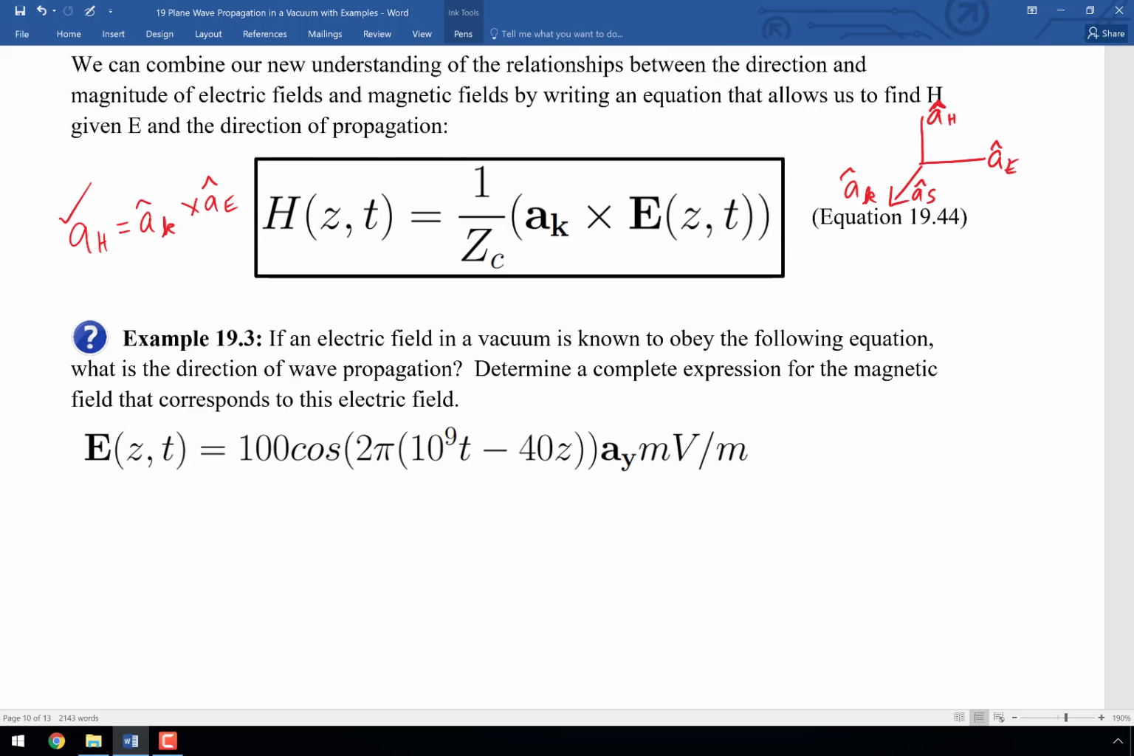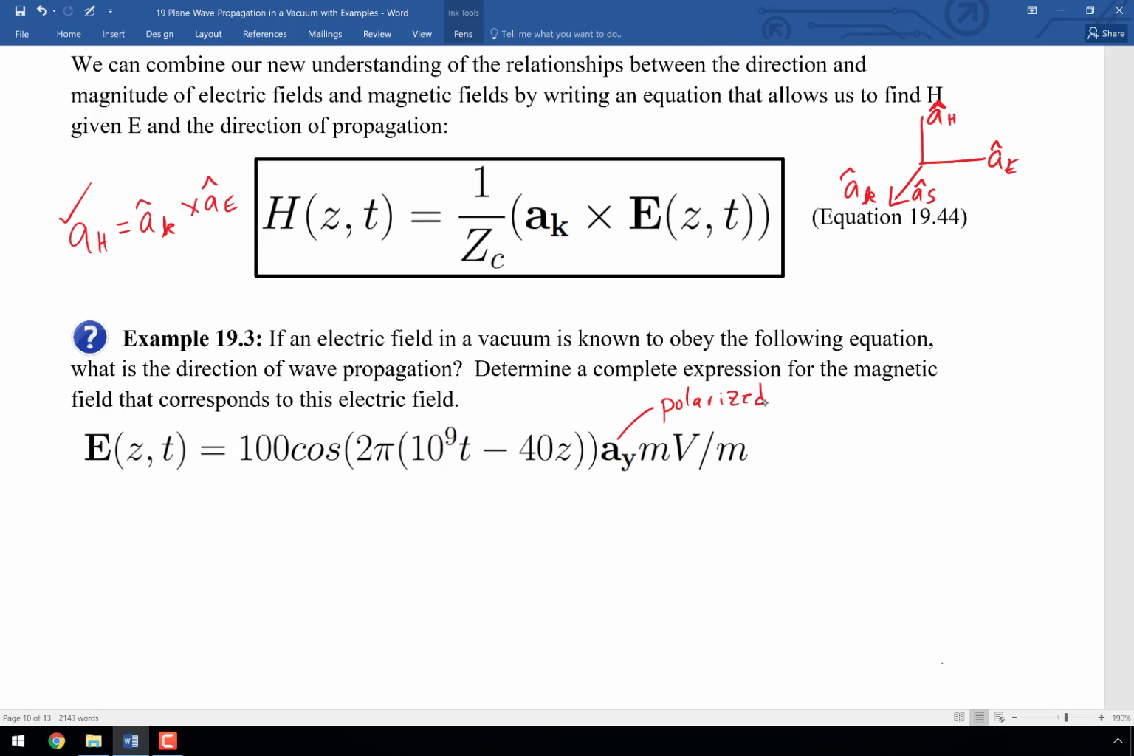So here we have a function for an electric field in a vacuum. We want to find the direction of wave propagation, and we want to determine a complete expression for the magnetic field that corresponds to this electric field. Okay, so first of all, let's look here. I can see that it is polarized in the y direction.